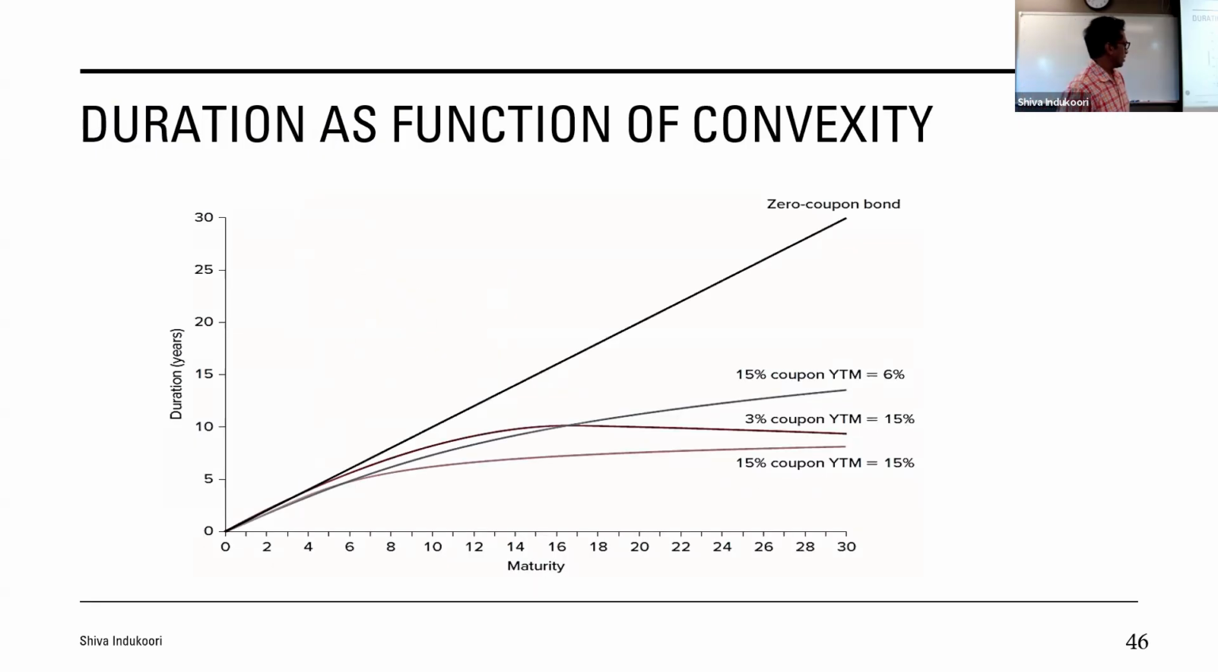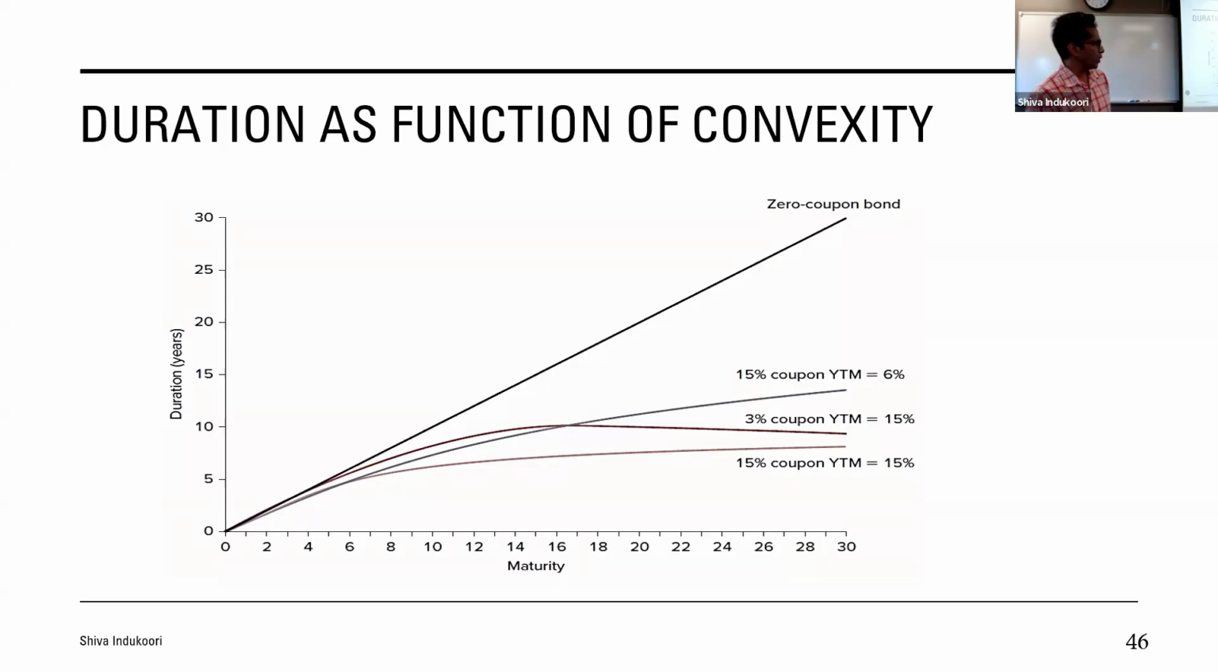I think all the bonds are not the same. So you have the maturity here, you have the duration here. I think we just concluded that the maturity of a zero coupon bond and its duration are the same. This is flat. They're perfectly positively correlated.